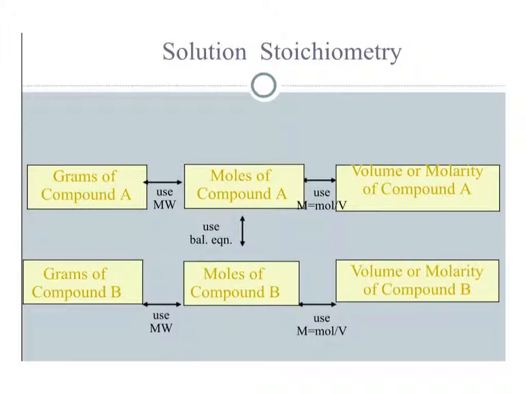Okay, so what are we using when we do solution stoichiometry? We're going to start with grams of compound A. We use the GFM to get moles of compound A, right? And then we use the balanced equation, if we have to do a mole-mole. And then we use the molarity formula to get the volume or molarity of compound A, whatever it is that we're using. Or if we're talking about grams of compound B, it's the same process.